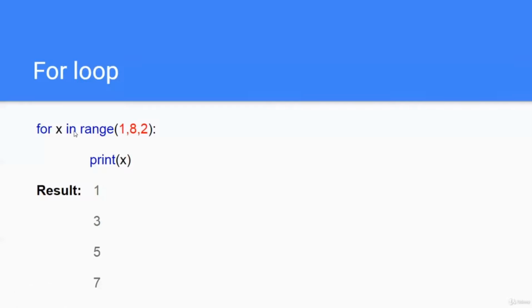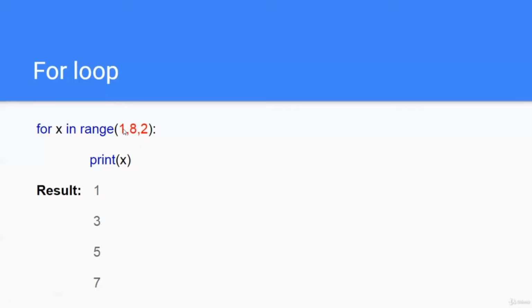So for x in range, instead of printing the numbers from 0, let's say I want to print the numbers from 1 to 8, and I want the numbers to get printed with a difference of 2. That means after printing 1, I want the second number with addition of 2. So I want 1 plus 2, that is 3. Next, after 3, I want 3 plus 2, 5.